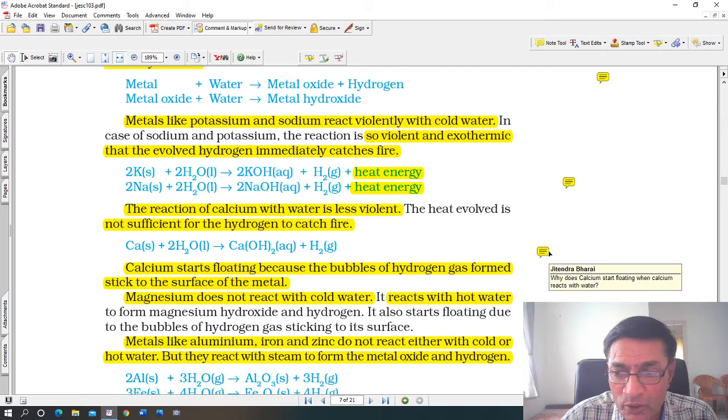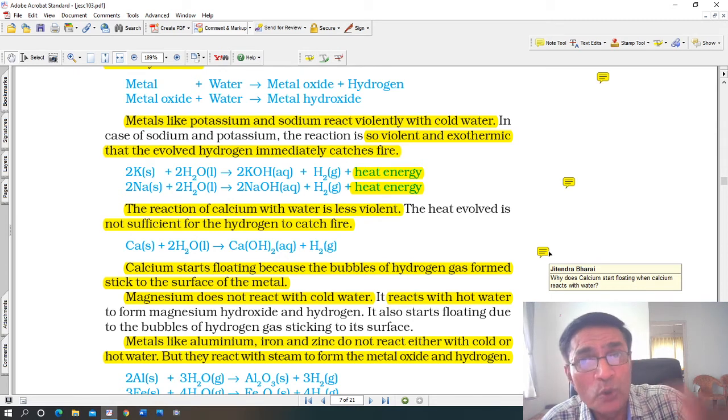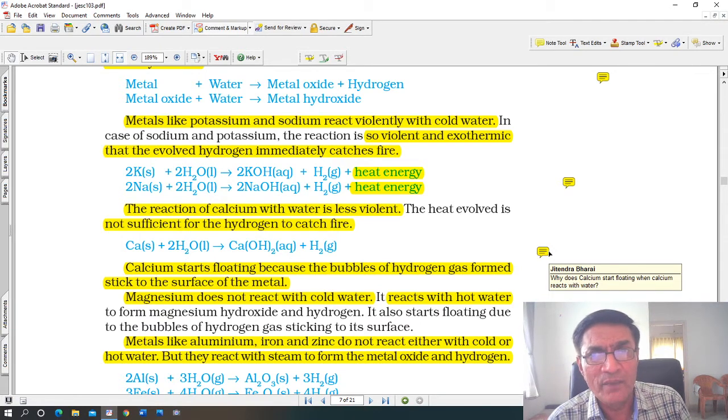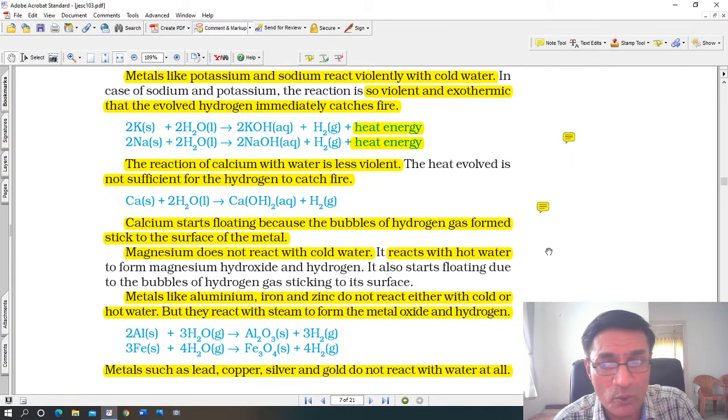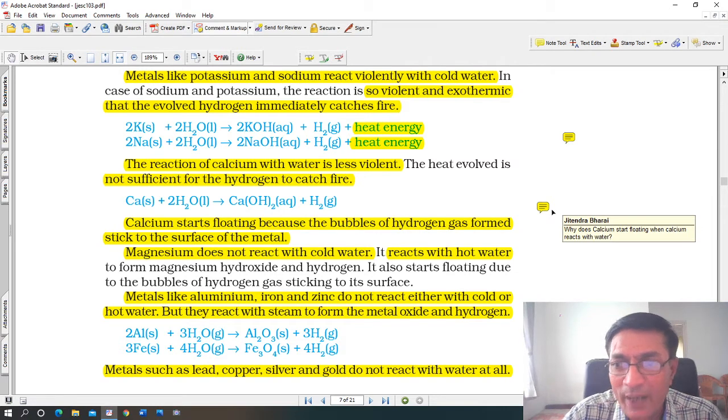Again, I have written a question out here. Why does calcium start floating when calcium reacts with water? The answer is there. Those who read the chapter carefully, only they can answer such questions. And some of you are so habituated to wanting ready-made question answers that you don't read the textbook, and then it becomes difficult to answer such questions.